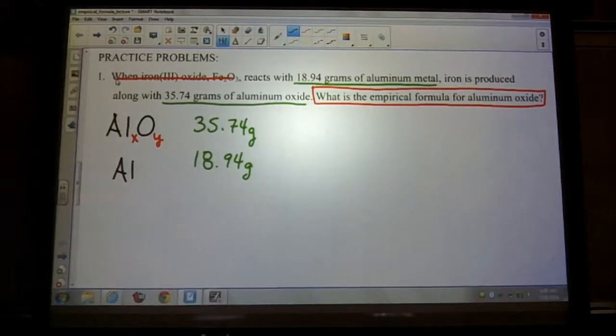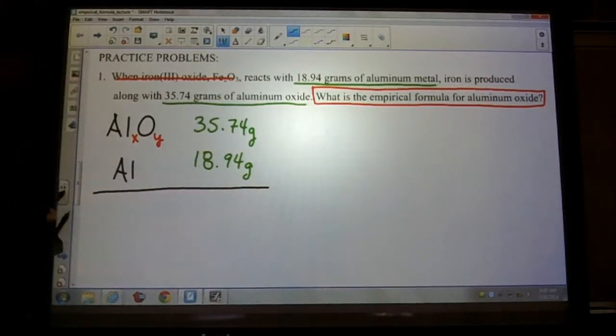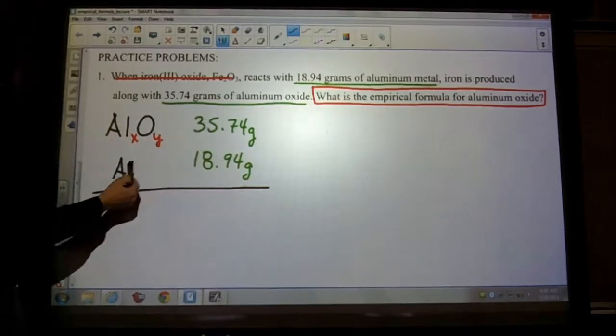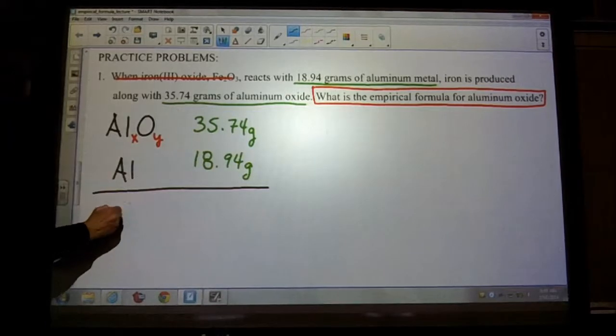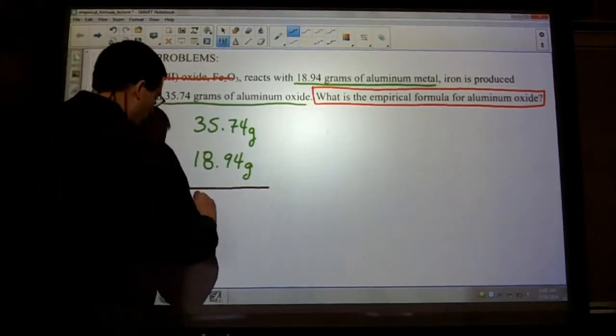So, what information do we not have? The oxygen, very good. But is it possible to find the oxygen? Subtract the 2, very good. So we have this aluminum oxygen compound that has this mass, and here's our aluminum. So we want to find the oxygen by taking the difference of those two. So what is that, 16.8?